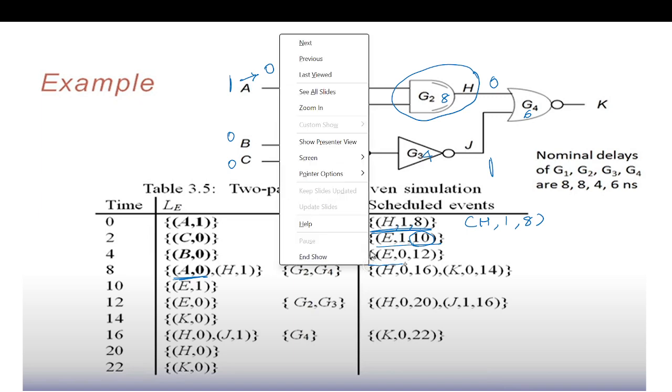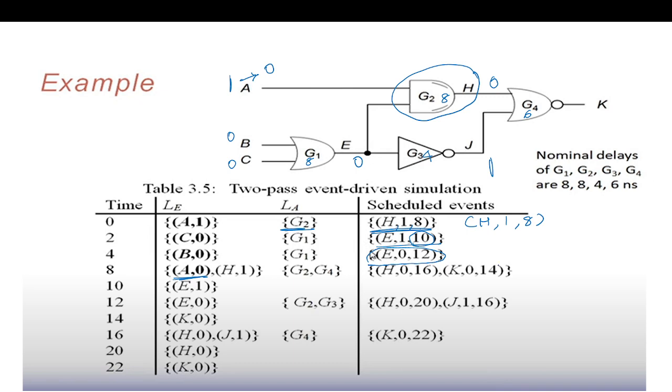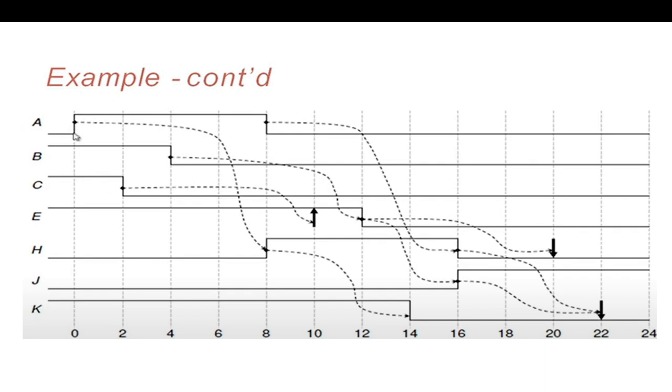Again, for this event driven example, every time we have to schedule with the delay, which is the nominal delay. This change, we said it should occur after 8 nanosecond delay. So you can see after 8 nanosecond delay, this change is reflected. Similarly for the other changes.